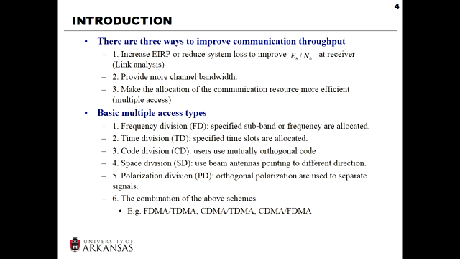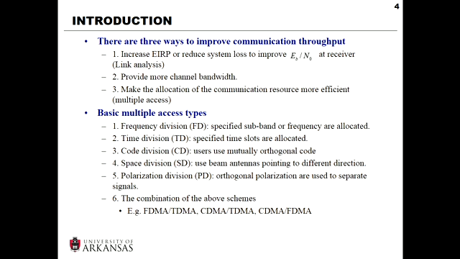So the third way is to make the allocation of the communication resources more efficient. And that's the key here, multiple access, scheduling, okay? So how do we use the limited resource to serve as many users as possible, okay? So that's the basic idea of multiple access. And the basic multiple access types, the first one is frequency division. For frequency division, we just allocate a certain frequency range to a certain user, right? Specified subbands of frequency are allocated to different users. And time division, specified time slots are allocated to different users. Code division, the users use mutually orthogonal codes.